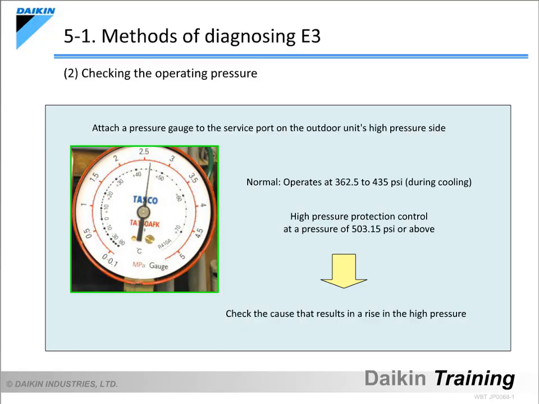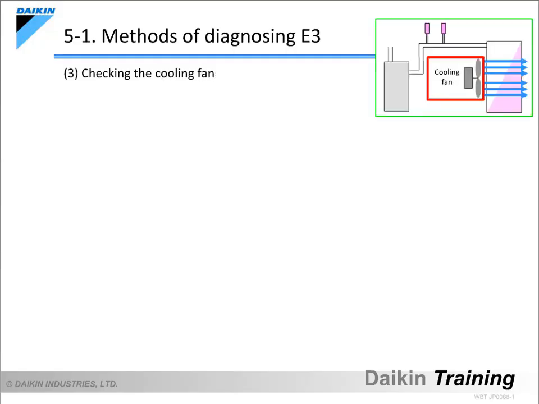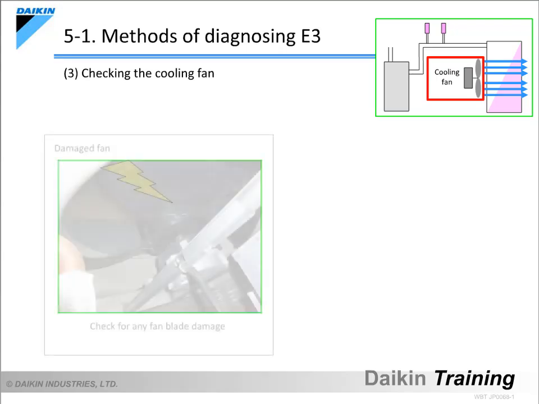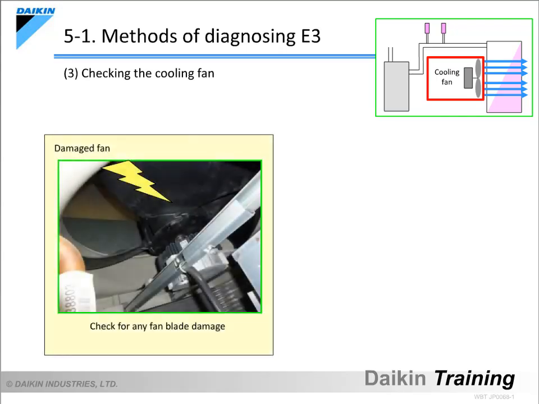Assuming that the high pressure is rising for some reason, check the items on the next pages one by one in order to determine exactly why the high pressure control was activated. The first item to be checked is the cooling fan. Check whether the cooling fan is operating properly. If not, check for any damage to the fan blades. If there is a problem, replace the fan.